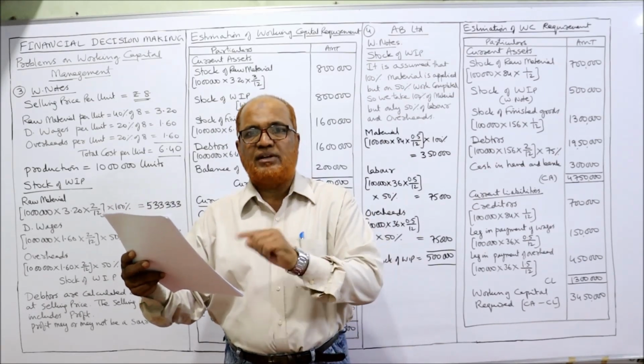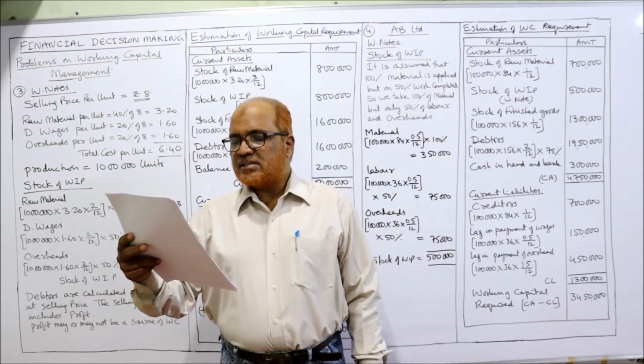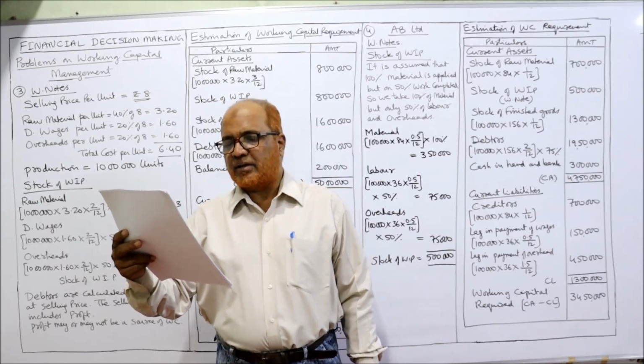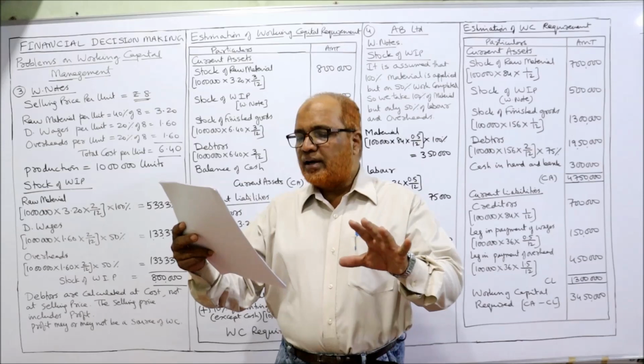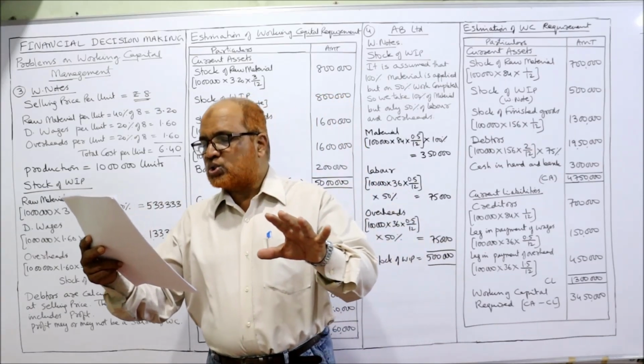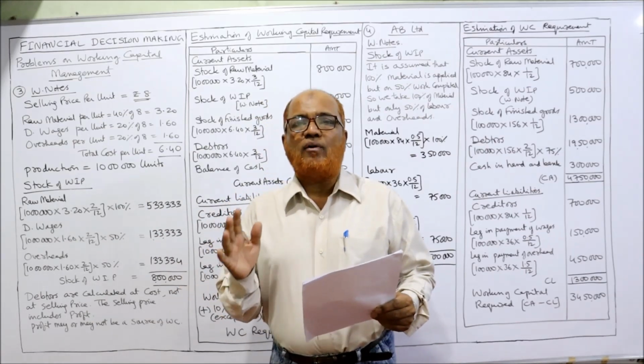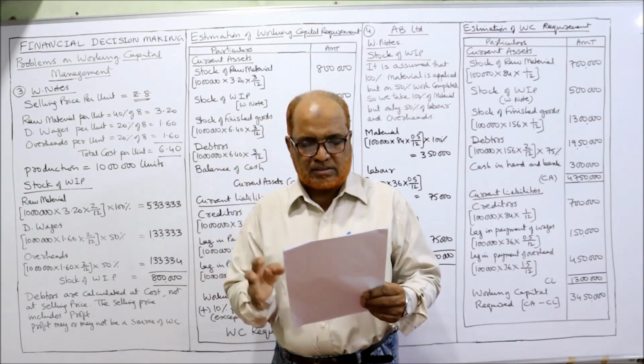What is the selling price? We'll see further. Then direct wages are 20% of selling price. Overheads are 20% of selling price. The raw material ordinarily remains in stores for 3 months before production. The stock of raw material is 3 months.